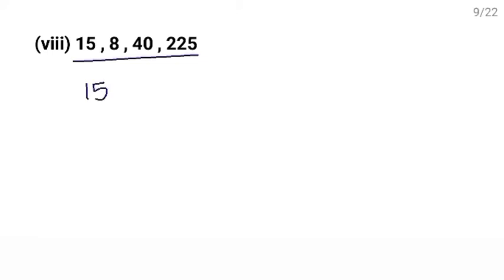Now we have 4 numbers. 15 multiply 8 multiply 40 multiply 225. Student, it is not necessary to make the same groups that I am making. You can choose different ones, but make sure that the groups make your calculation easy.